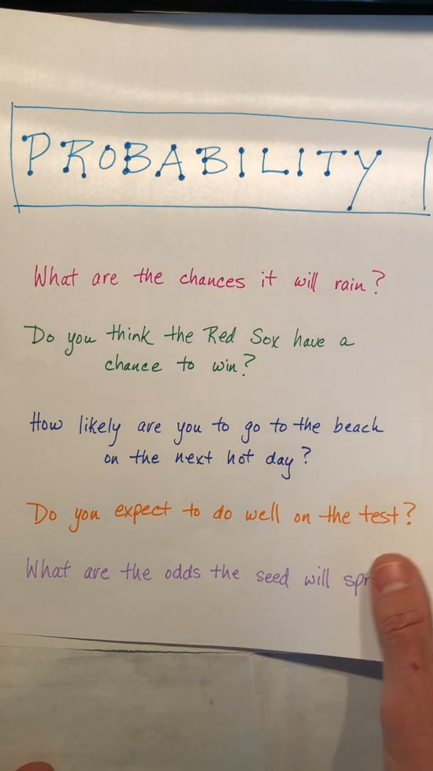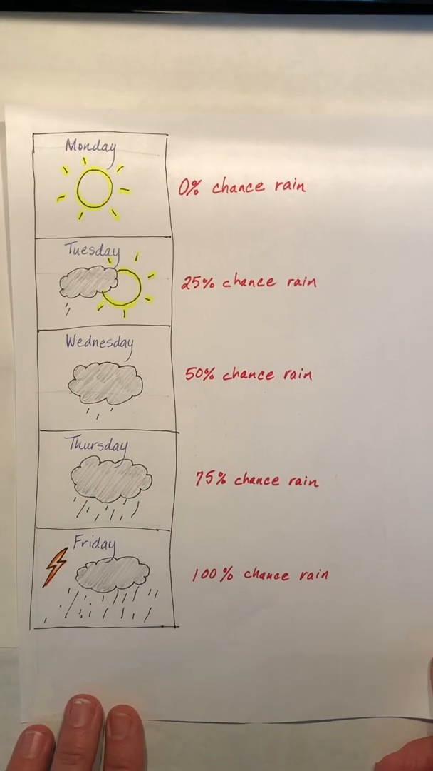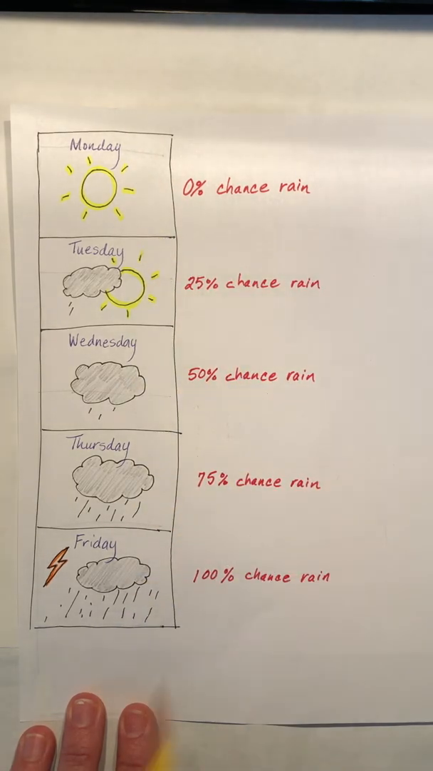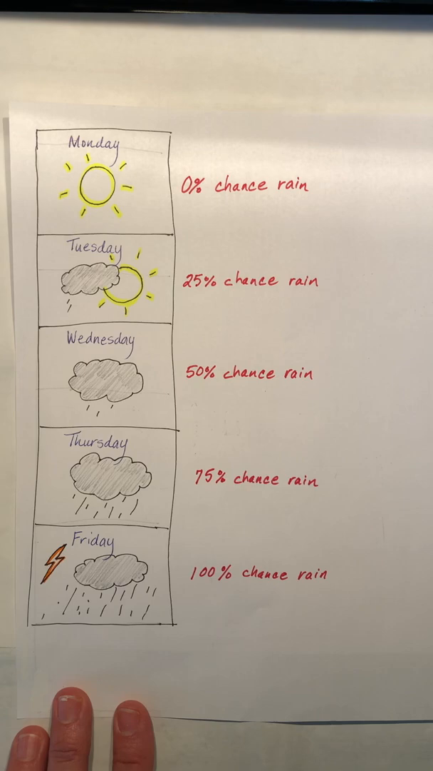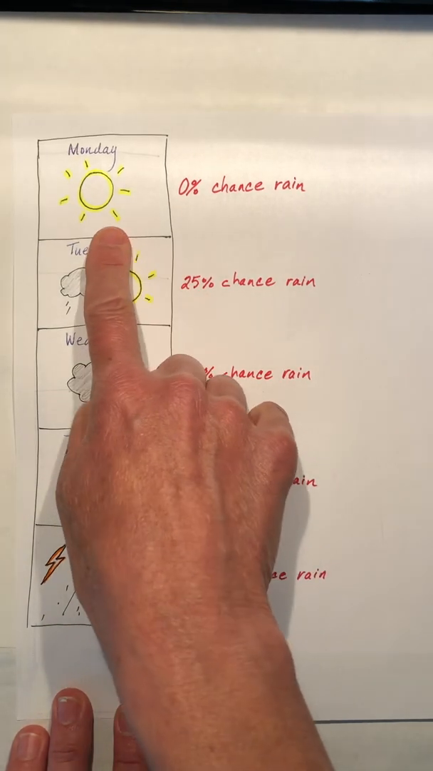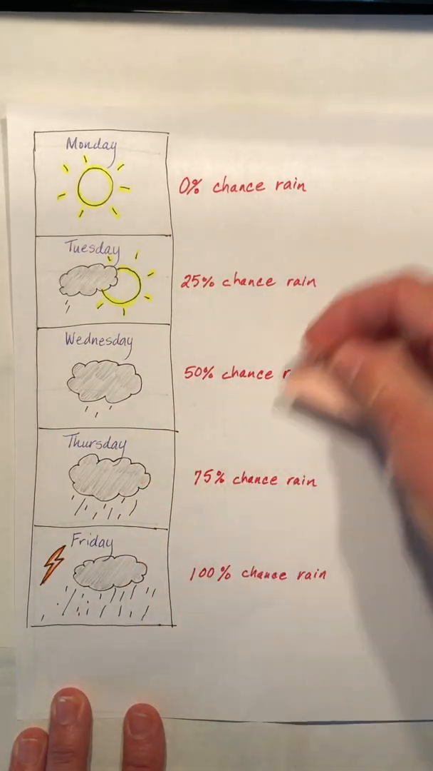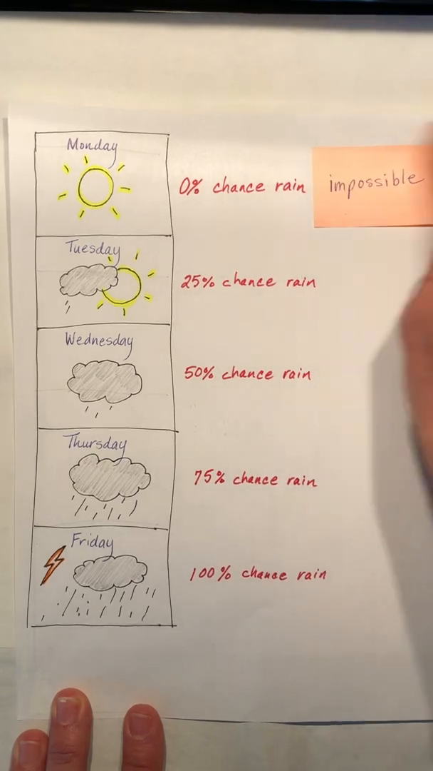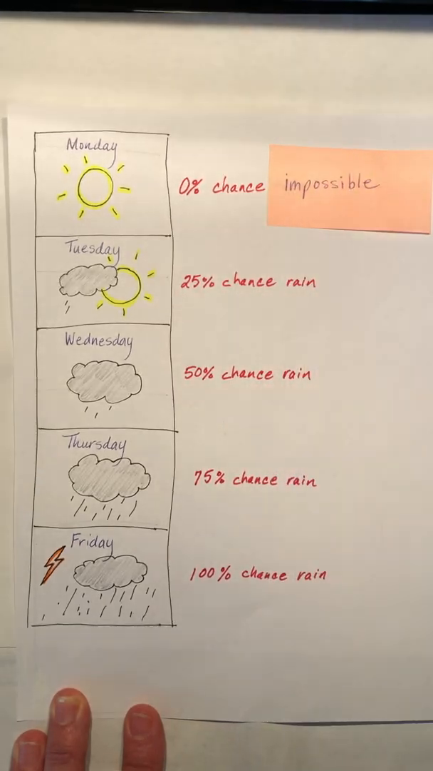And we're going to start here with kind of a weather forecast that isn't true. I made it up. So you don't have to copy down the pictures. There's absolutely no need for that. But what I would like you to do is write this part right here. So Monday, there's a 0% chance of rain. We say that that's impossible. So 0% chance means that an event is impossible.